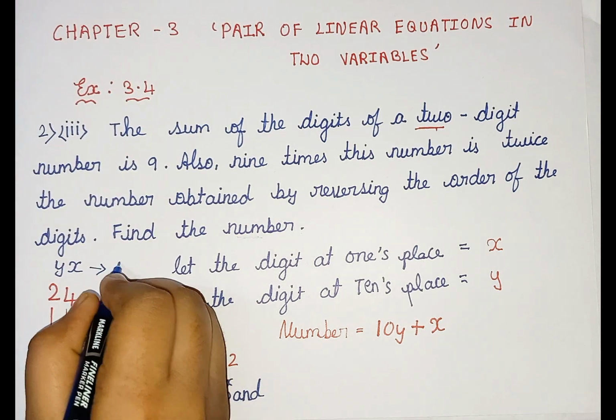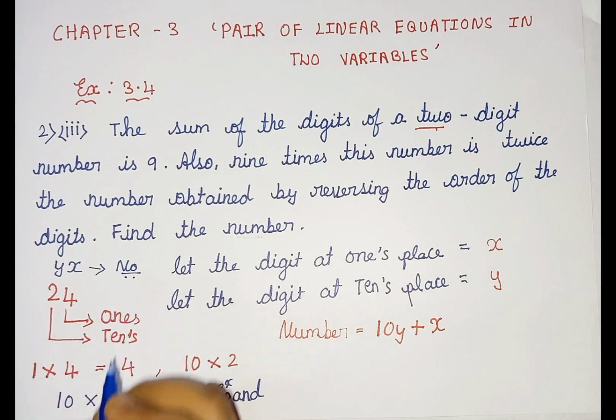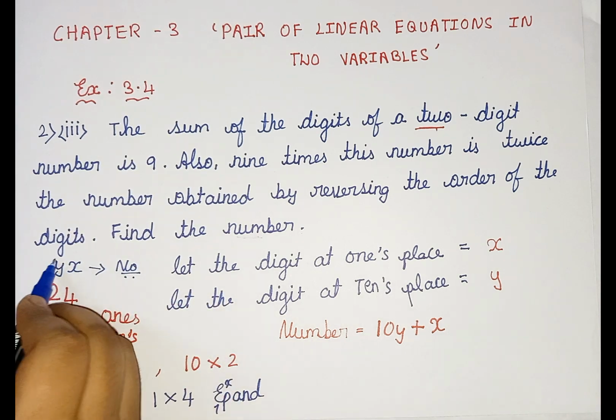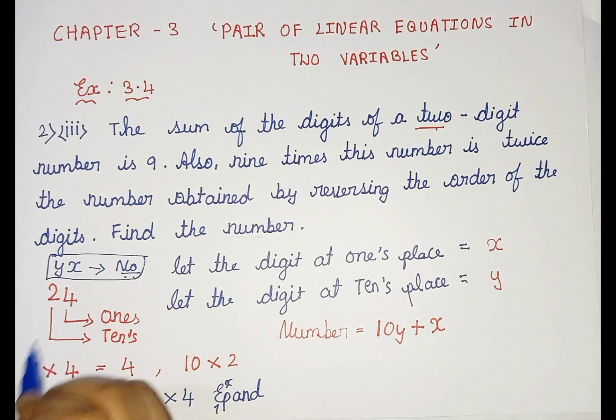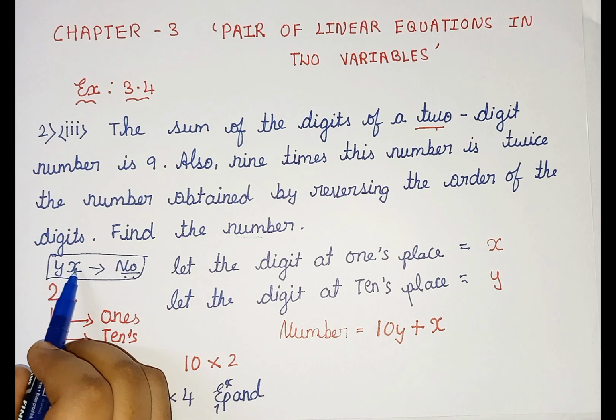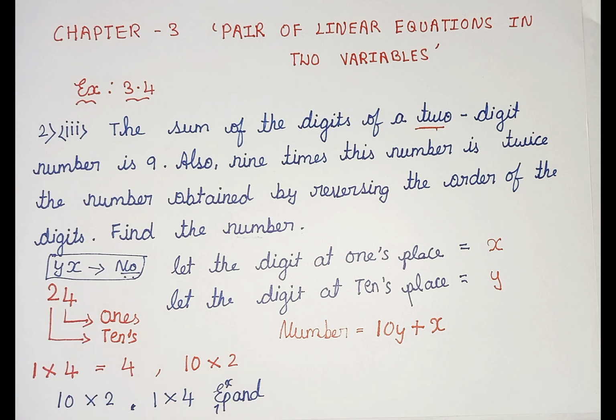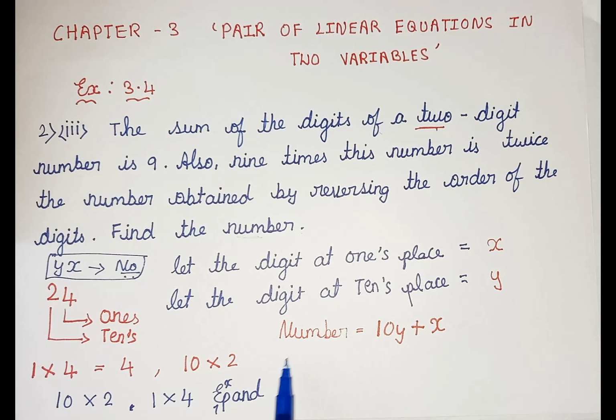Think that this is a number. Okay, so that is yx. In this yx, which one is in 1's place? So x is in 1's place. Since you guys know I was talking about a number, I just wrote it as 10y plus x. Why did I write this? That is the question here.